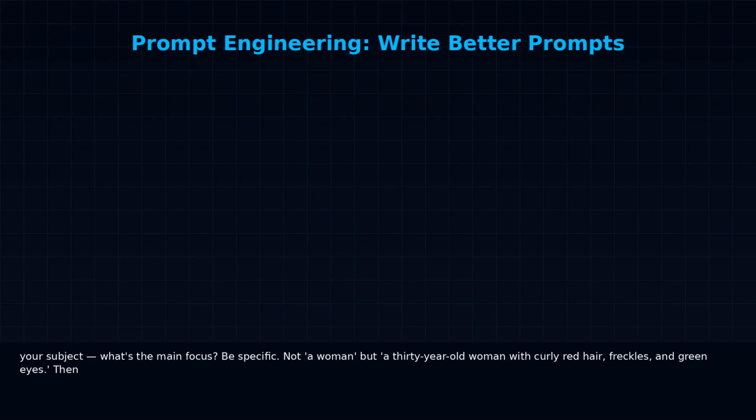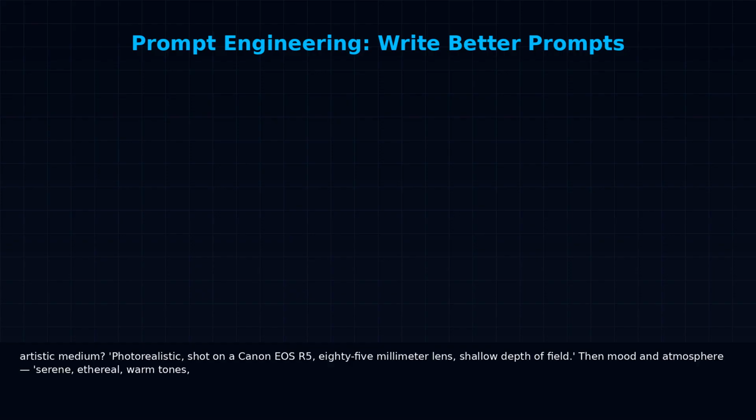Start with your subject. What's the main focus? Be specific. Not a woman, but a 30-year-old woman with curly red hair, freckles, and green eyes. Then add setting. Where is this happening? Standing in a sunlit forest clearing with golden hour light streaming through the trees. Next, style. What artistic medium?